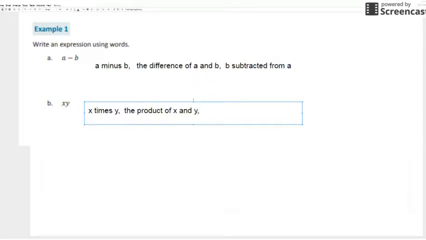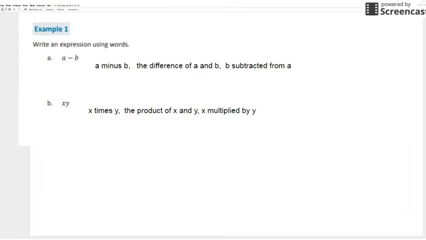And let's go ahead and just talk about one more. How about x multiplied by y? There you go. So those are three different ones for each of them that you could use that actually work. There's actually a whole bunch of varieties that we could come up with.